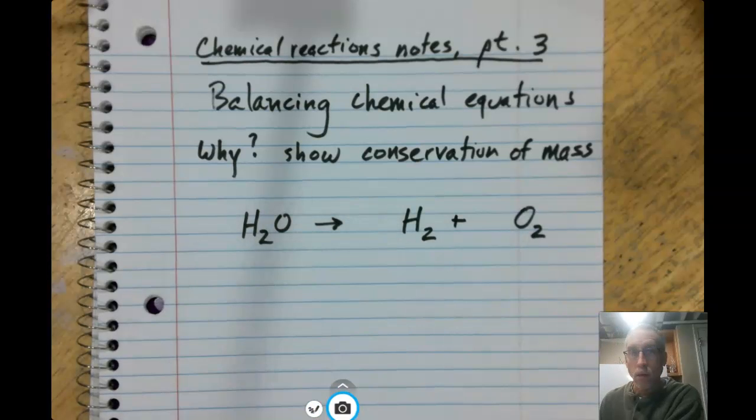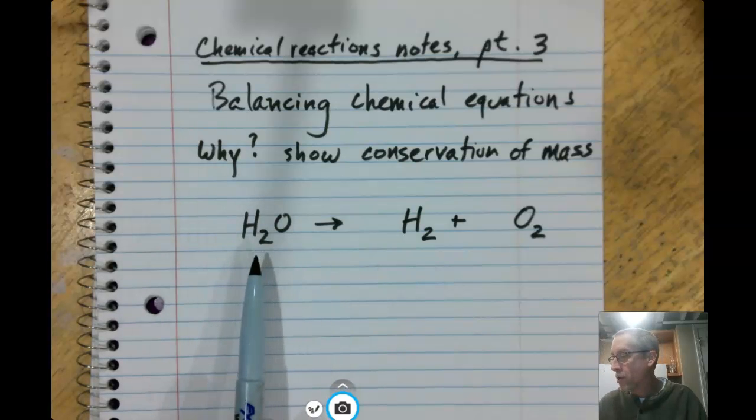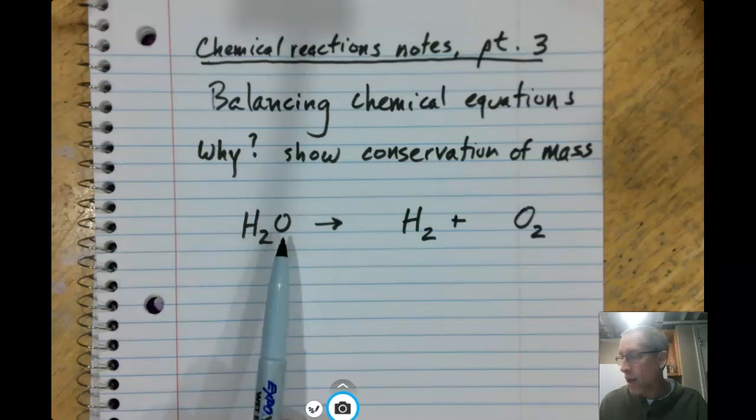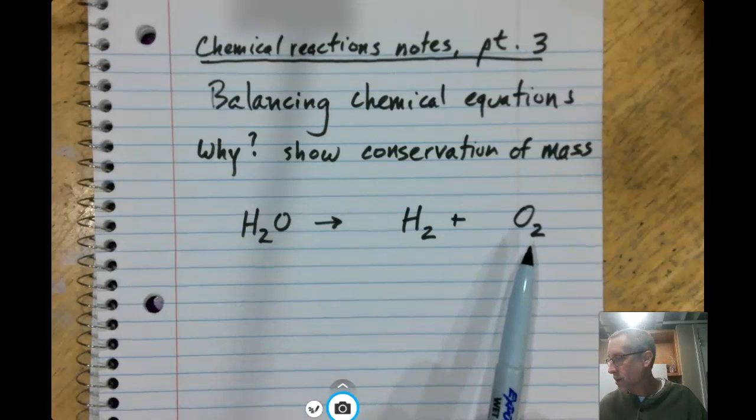This arrow represents the reaction itself. But I want to show you that there's an imbalance in the atoms here. Because if we count the atoms on the reactant side, we've got two hydrogen atoms here. We've got two hydrogen atoms there. That looks good. But we have one oxygen atom in this water molecule. But over here, we have two oxygen atoms.